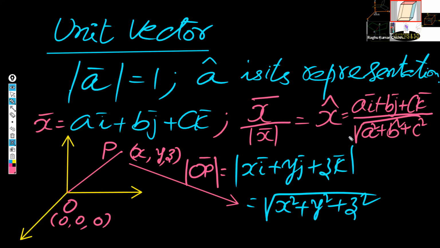Further, we will be calling these DCs, direction cosines. These are said to be direction cosines, please understand. A by root over a square plus b square plus c square, B by root over a square plus b square plus c square, C by root over a square plus b square plus c square. Do you see the screen or not?